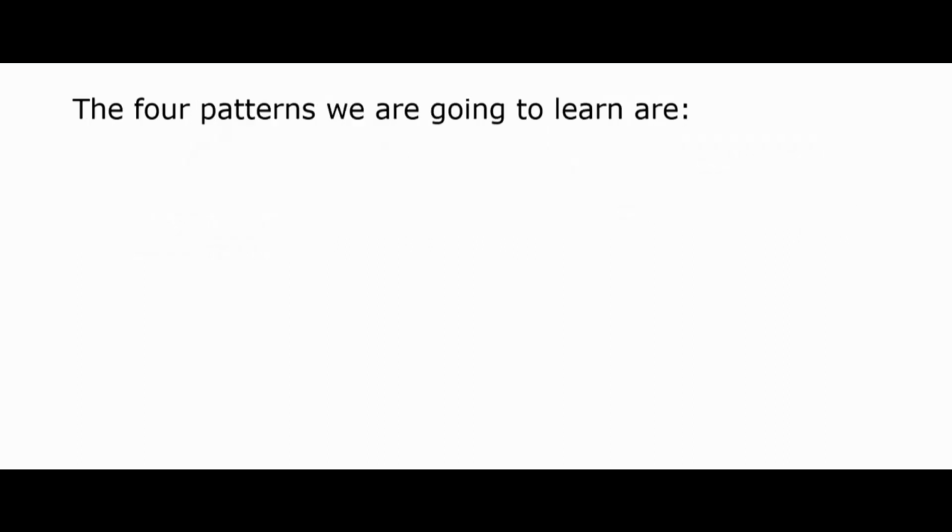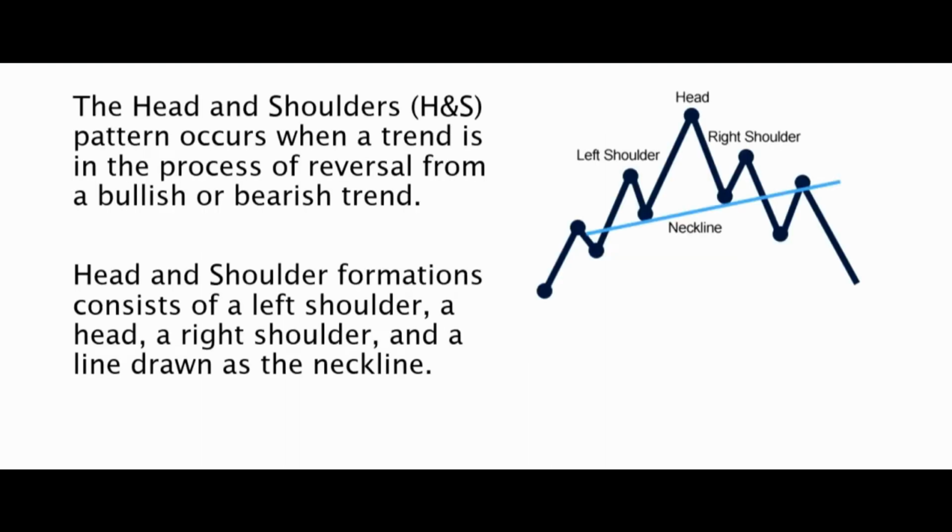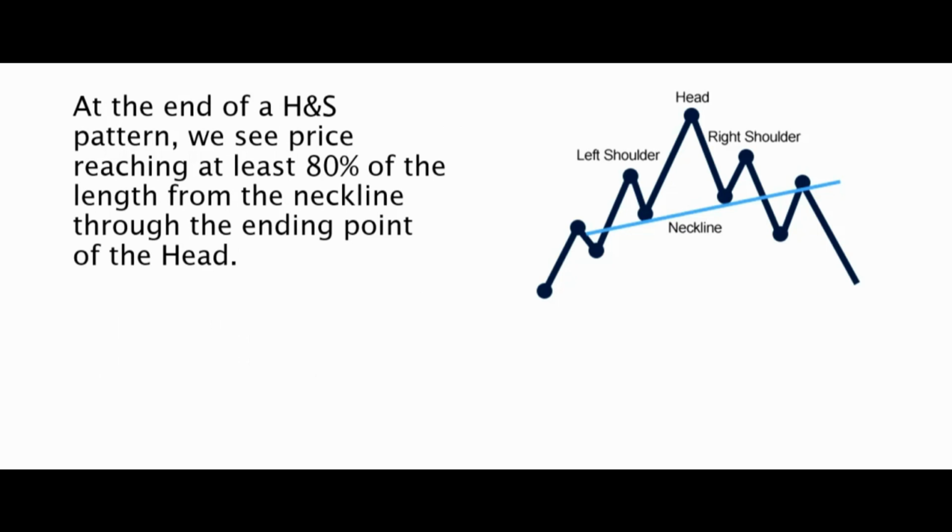The 4 patterns we are going to learn are head and shoulders, double top, triangle, and wedge pattern. Head and shoulders pattern. The head and shoulders pattern occurs when a trend is in the process of reversal from a bullish or bearish trend. Head and shoulders formation consists of a left shoulder, a head, a right shoulder, and the line drawn as the neckline. At the end of a head and shoulders pattern, we see price reaching at least 80% of the length from the neckline through the ending point of the head.